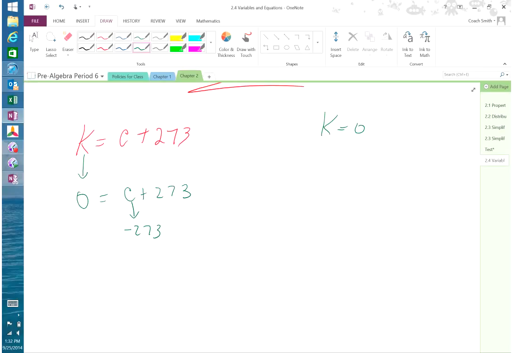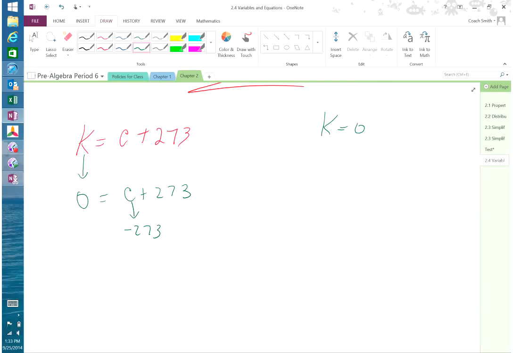It says C, the table shows the melting points of several chemical elements in kelvins. Find each melting point in degrees Celsius. So what they have given us is the Kelvin temperature when it starts melting.